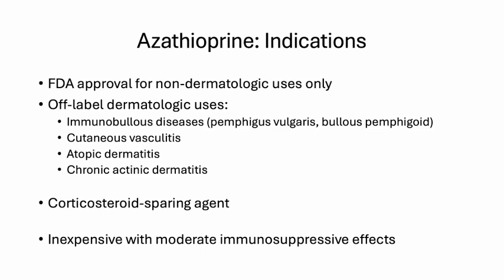While azathioprine doesn't have FDA approval for dermatologic conditions, it's been used by dermatologists for decades to treat severe skin diseases. It's particularly valuable as a corticosteroid-sparing agent in the treatment of immunobullous diseases like pemphigus vulgaris and bullous pemphigoid, as well as various subtypes of cutaneous vasculitis. It's also been used successfully in treating severe atopic dermatitis and chronic actinic dermatitis. Its relatively low cost and moderate immunosuppressive effects make it an attractive option for long-term management of chronic inflammatory skin conditions.